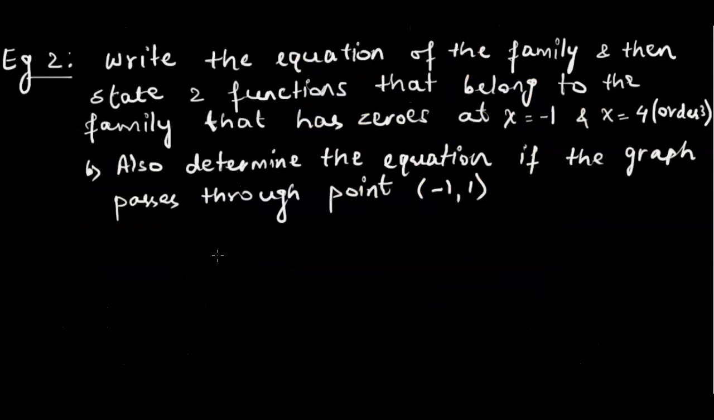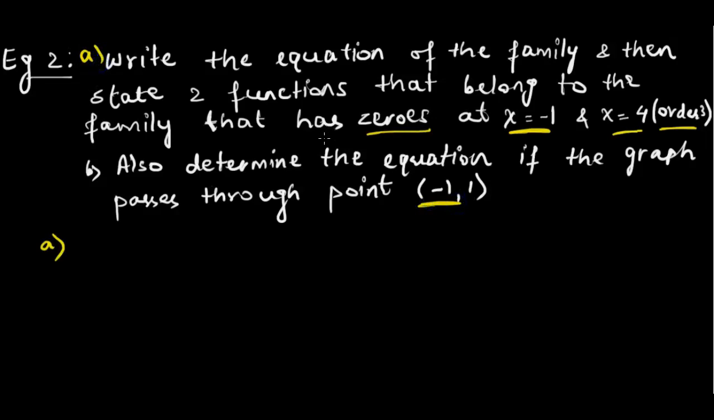Now another type of question that can be asked from this particular section is: write the equation of the family and then state 2 functions that belong to the family that has zeros at x equal to -1 and x equal to 4 with order 3. Also determine the equation if the graph passes through this point. So let's do part A first.